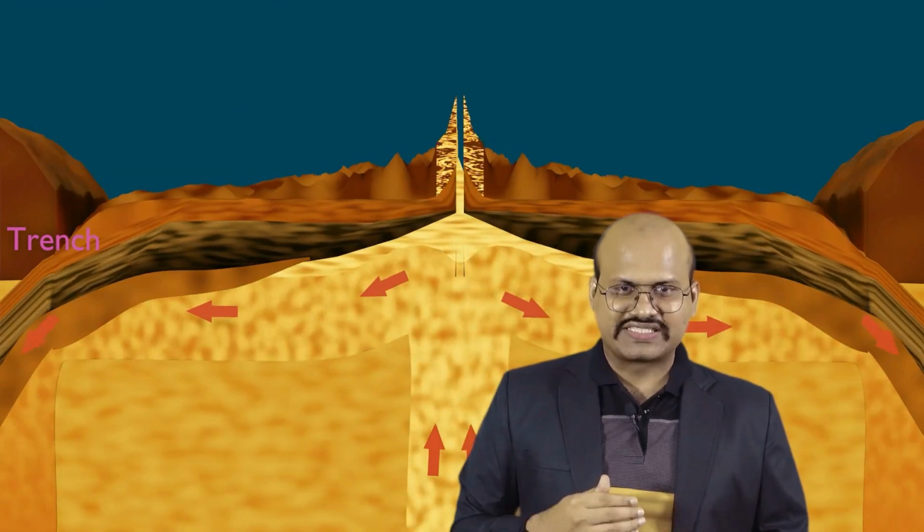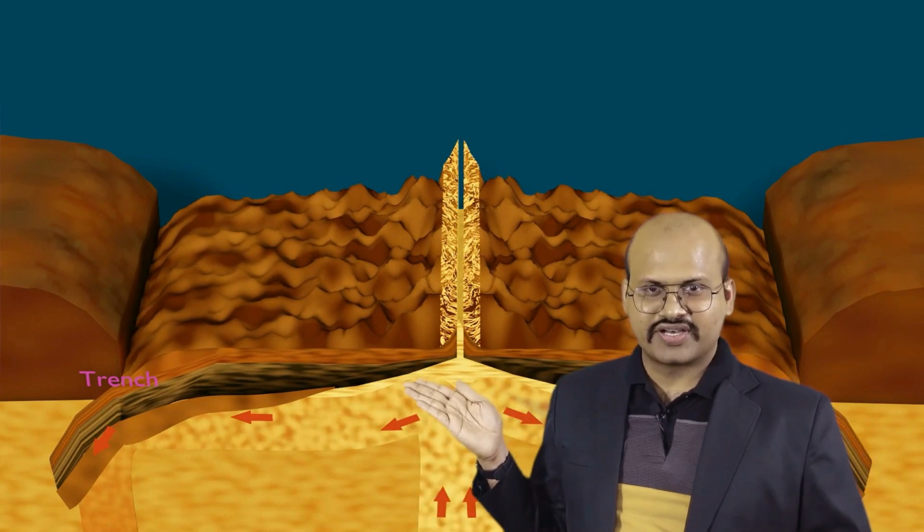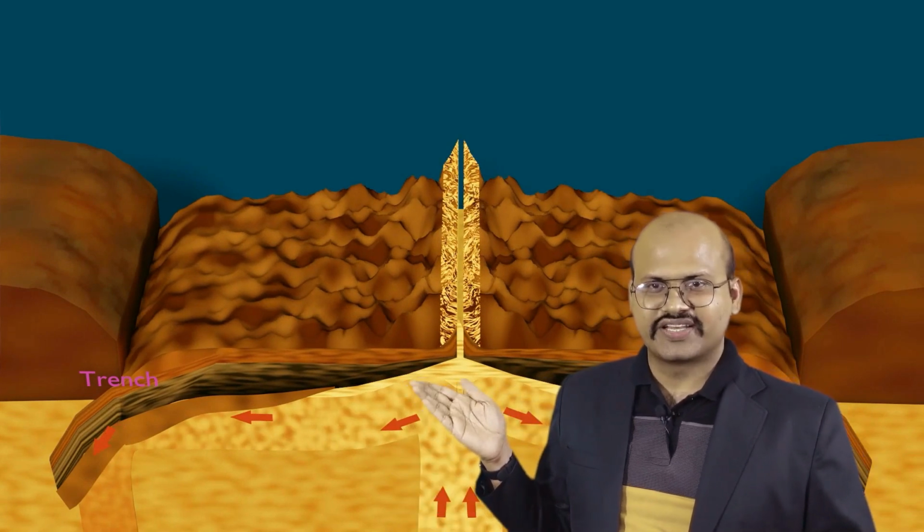So this is how the cycle of our seafloor is maintained. The seafloor is formed over here. In 200 to 300 million years, it moves across the seafloor, and here it comes and descends. And while it descends, it forms a trench over here, which is a very deep part in our seafloor.